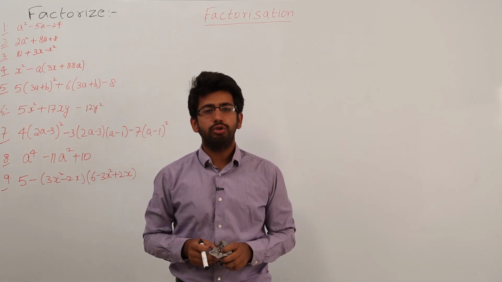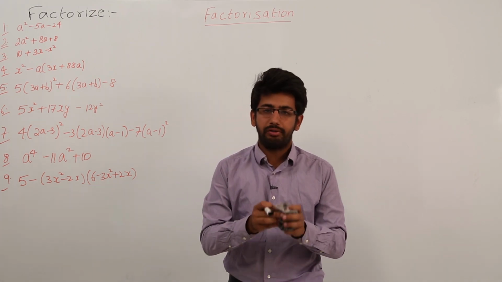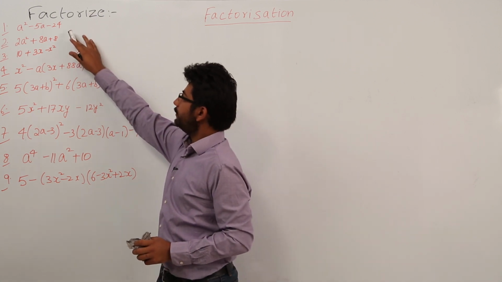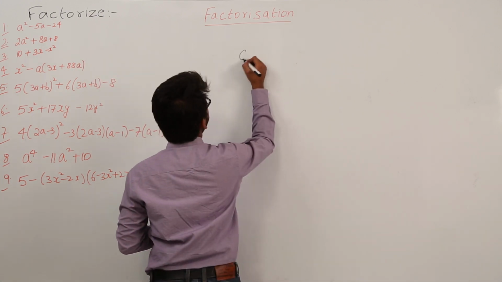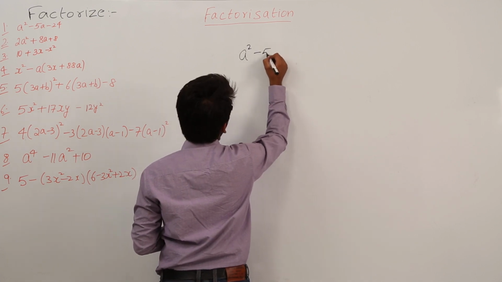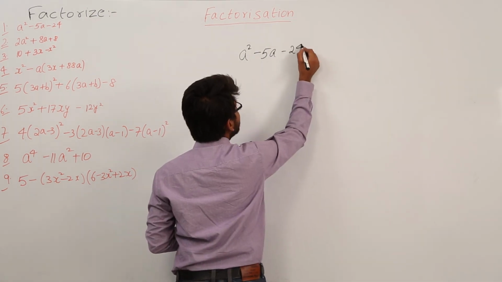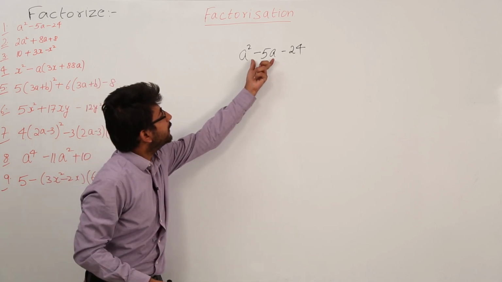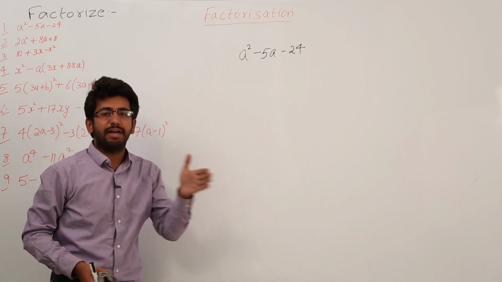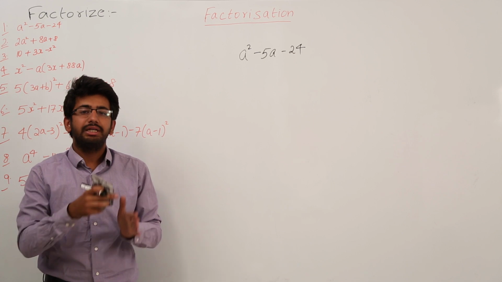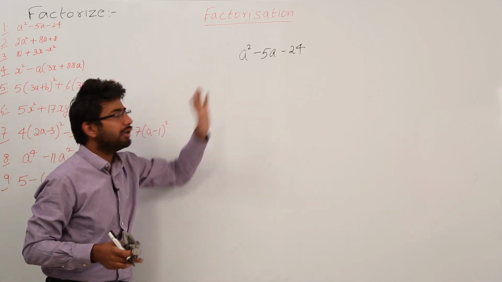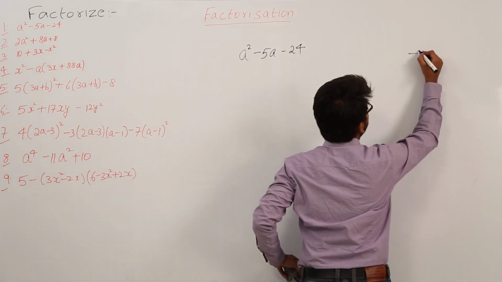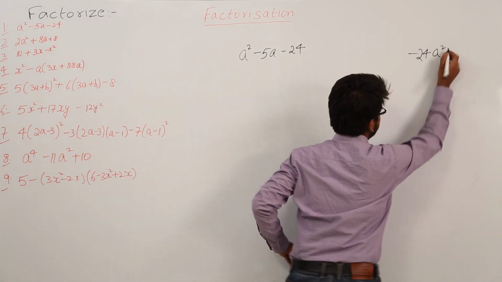Now let us see some questions on factorization of trinomial. The first question is a square minus 5a minus 24. It is a very basic question and we have done some examples related to this. You know that we have to split this component minus 5a into two components such that their product is equal to the product of minus 24 and a square, which is minus 24a square.